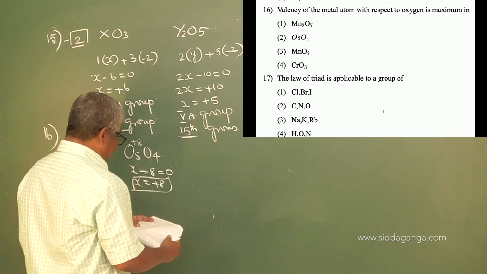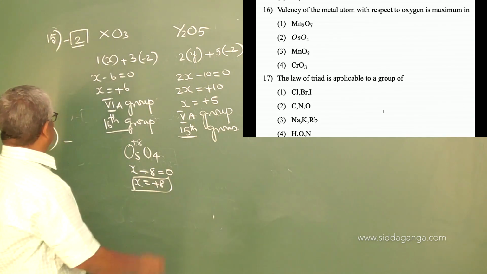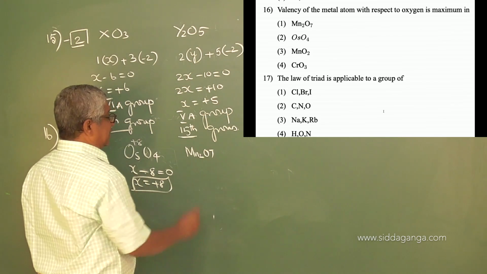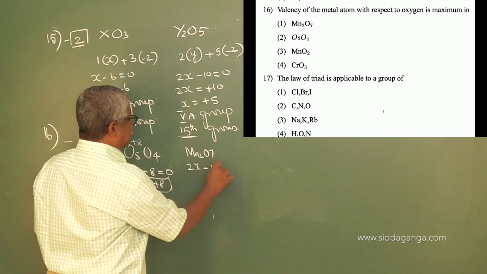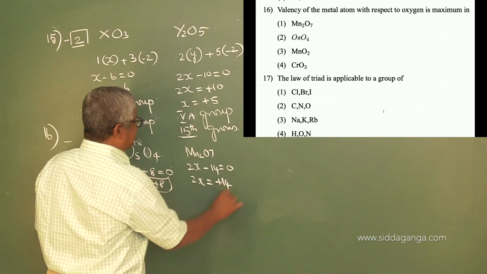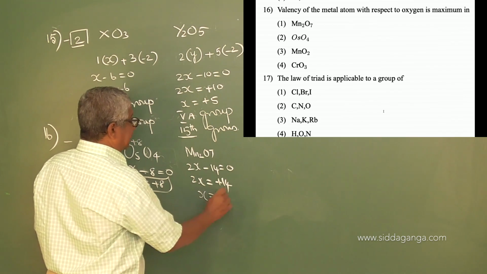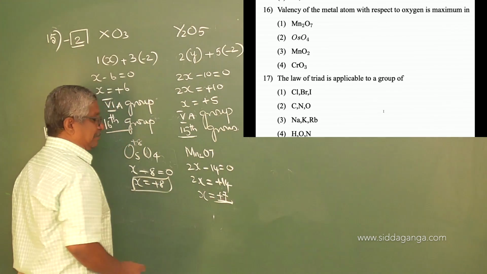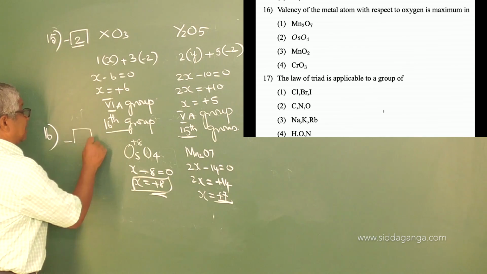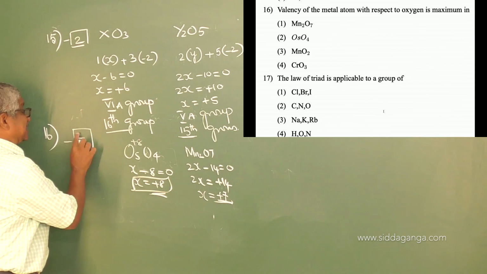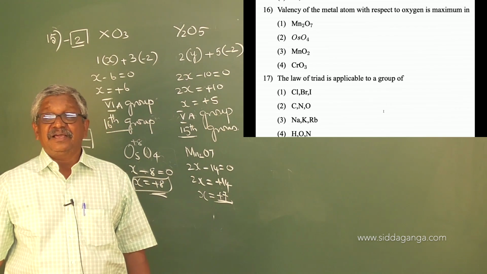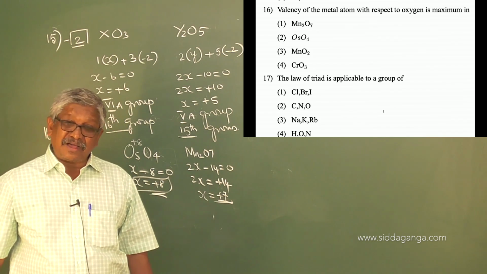Whereas in the other element, manganese, Mn2O7, here 2x minus 14 is equal to 0. 2x is equal to +14. So x is equal to +7. This one gets +7, this one gets +8. So osmium is the right answer with +8. Option 2. Osmium tetroxide is the right answer based on oxygen.